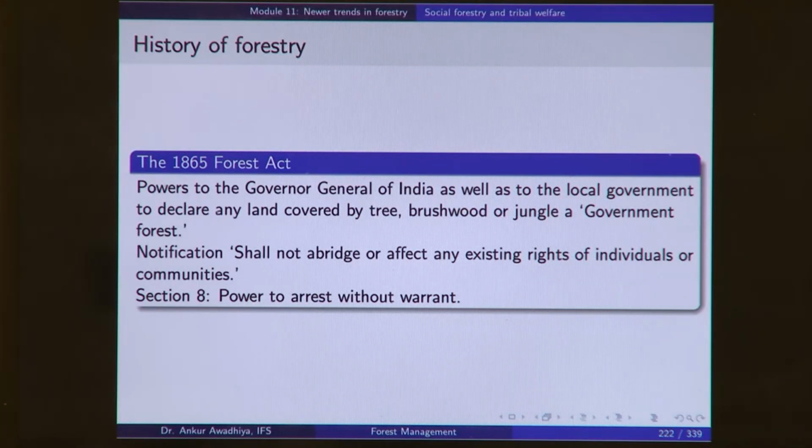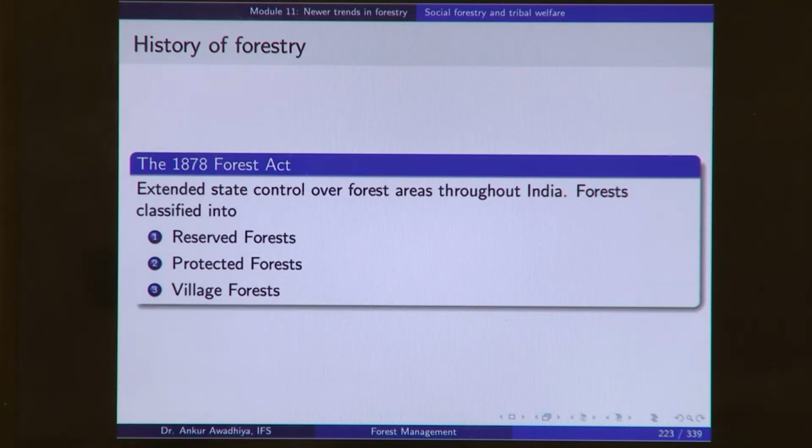And then we looked at a short history of forestry and why social forestry was so important. So, even though the 1865 Forest Act said that the notification shall not abridge or affect any existing rights of individuals or communities, in those days the field situation was not that good. People were largely illiterate, and they were not able to put forth their rights and their demands in a forceful manner. Because of this, a lot of areas were converted into forests, and people did not get to see a lot of things. They were not able to exert their rights.